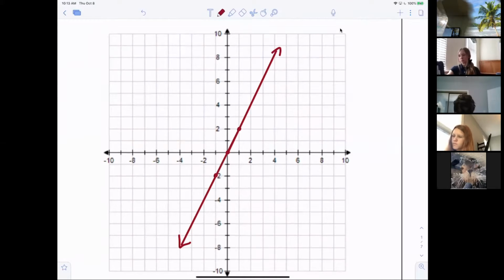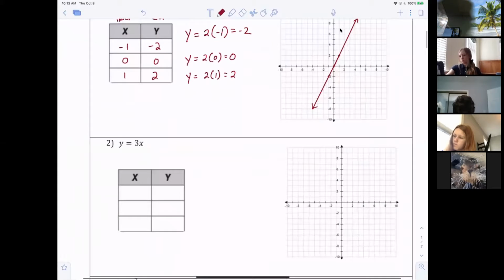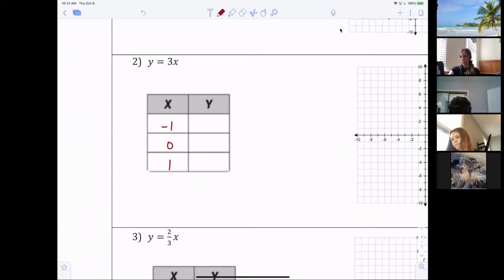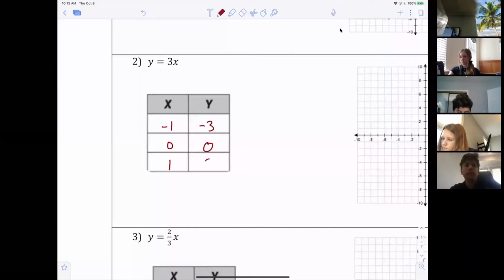All right, so here we go. Let's now try number 2. What numbers am I going to plug in for x? You're going to plug in -1, 0, and 1. When I plug in -1, I get what? -3. When I plug in 0, I get what? When I plug in 1, I get, there you have it, just like that.